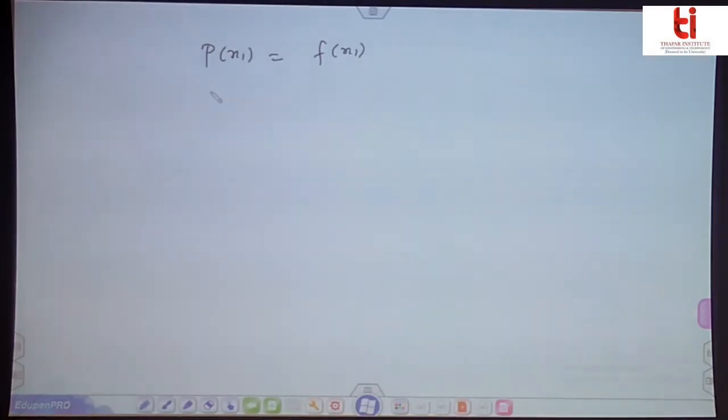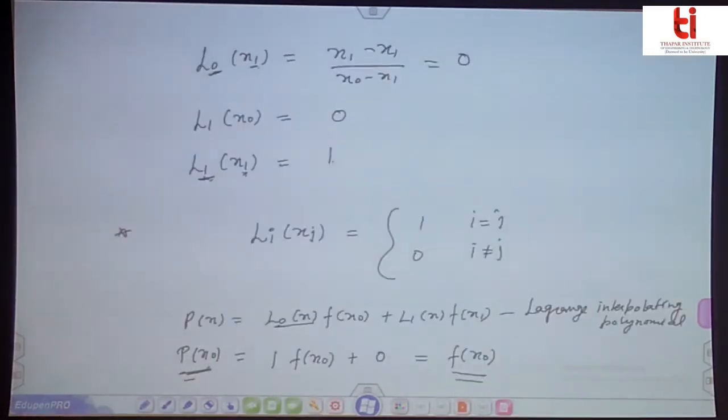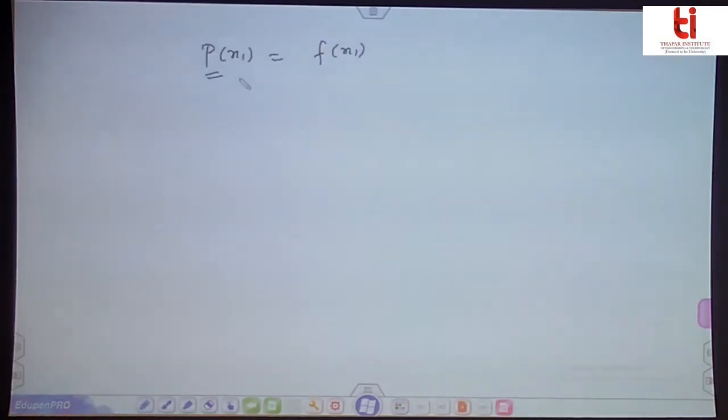That means the polynomial that we are constructing with the help of the given data is a polynomial that agrees with the function value at the given data points. Okay. So P of x0 equals f of x0, P of x1 equals f of x1. This is the property of the Lagrange interpolating polynomial.